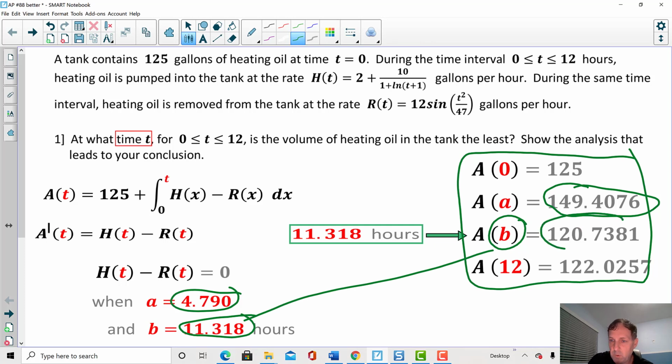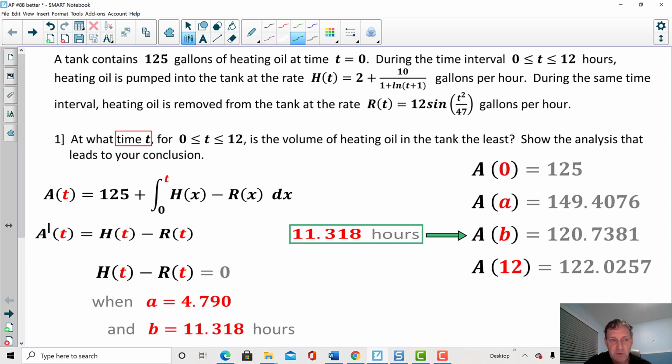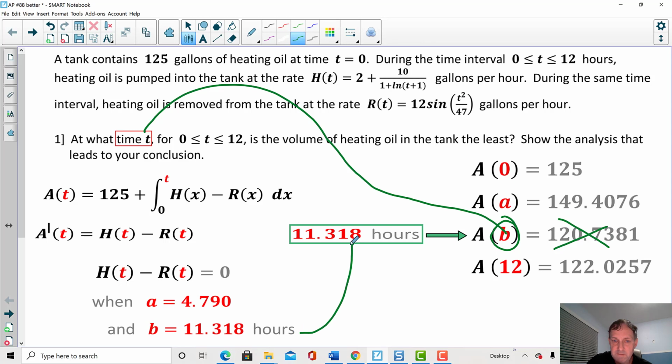That minimum amount is 120.738. You always want to make sure that you answer the question. The question's asking for the time. So our answer is going to be the B value, not the actual minimum amount. So our B value was 11.318 hours.